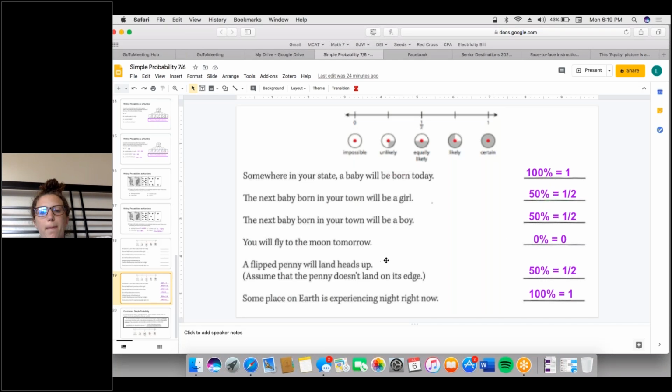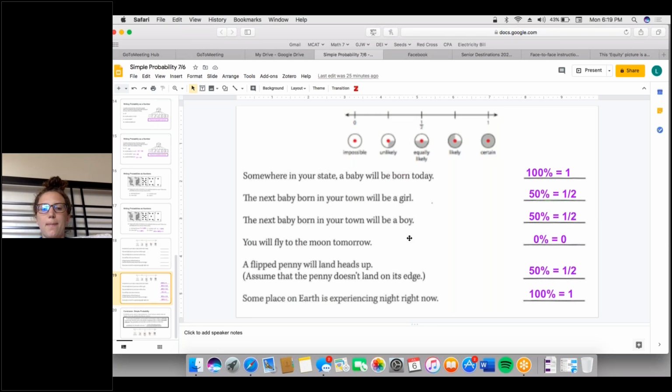The next one says a flipped penny will land heads up. Well, a penny could land either heads up or tails up, which means there's a 1 in 2 chance this will happen. 1 as our favorable outcome, 2 as our number of possible outcomes. So that's a 50% chance, or 1/2.